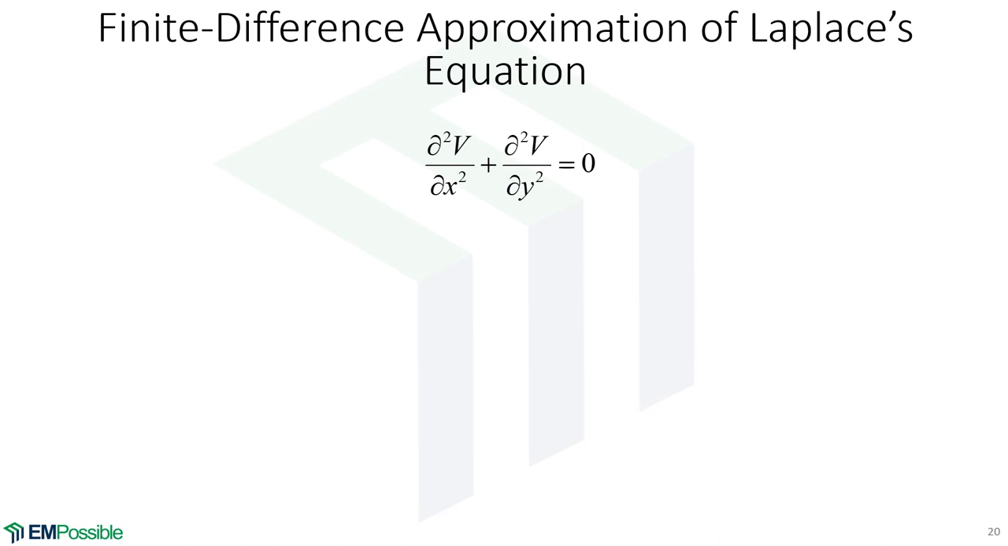Okay, now we're ready to look at our differential equation. What we have here is two second order partial derivatives. So what do we do? Well, let's look at one at a time. Now remember, we're storing this electric potential V on a two-dimensional grid. And so the array indices will be ij.